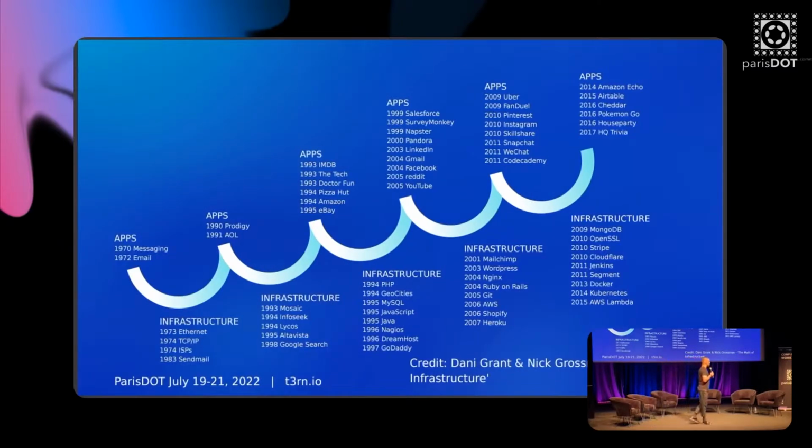There's a theory in an article written by Danny Grant and Nick Roseman called The Myth of Infrastructure, that apps beget infrastructure, meaning that you first need to create an app and a use case before the infrastructure to enable that and scale it follows. If you think about it from the perspective of messaging, email existed long before Ethernet, TCP/IP, SendMail, and so on. So the app was there before the infrastructure scaled out.